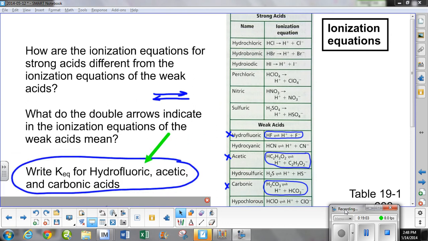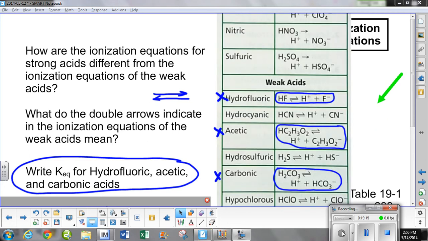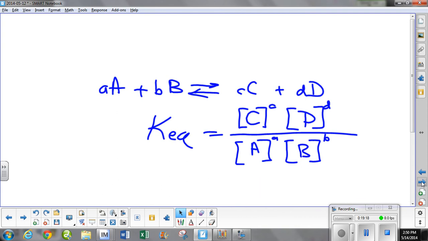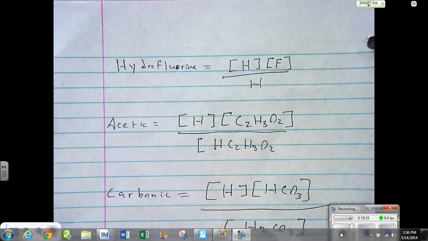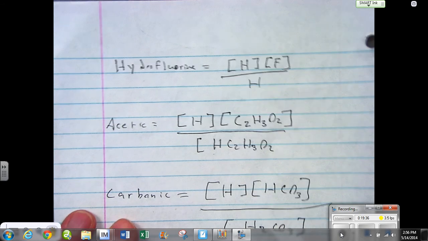And what I'd like all of you to do right now is write a K sub EQ for the guys that I have circled here. And I'll make these bigger so that you can see them. So, be sure that you remember who goes on the top side of the K sub equilibrium and who goes on the bottom. And after we stand, I'll be able to talk to you about something called K sub A. Write down the equation of the K sub A.